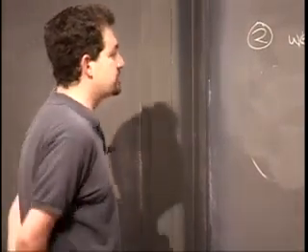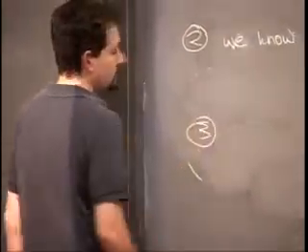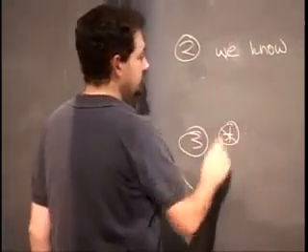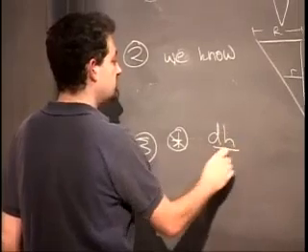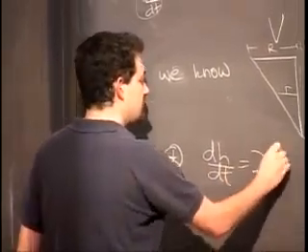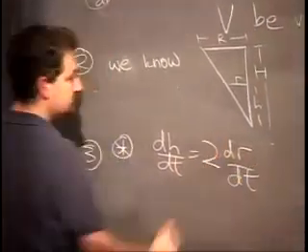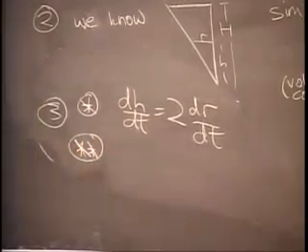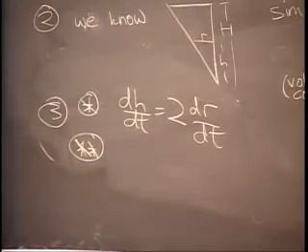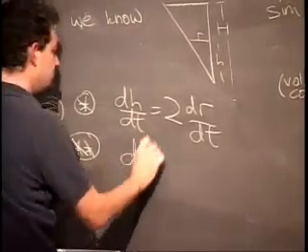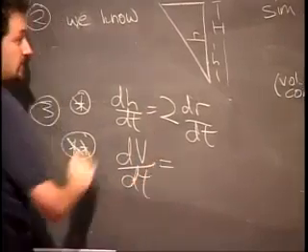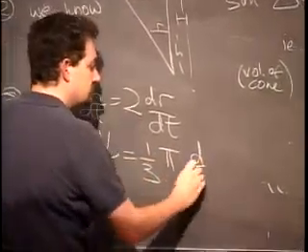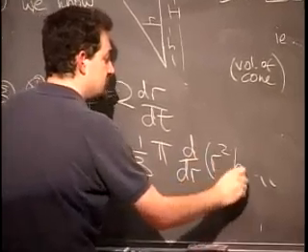Well, let's move on to step 3. Step 3 says just differentiate implicitly. So let's do both ones. For star, we have dh/dt equals 2 dr/dt. Nothing more to say about that. And for star star, we have dV/dt equals 1/3 pi, and we need d/dt of r squared h.